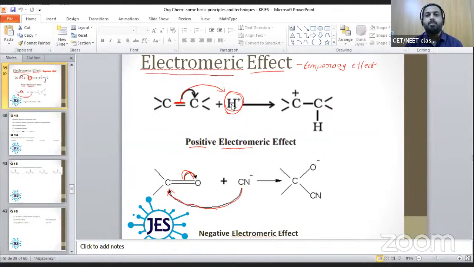We solved some multiple choice questions related to IUPAC nomenclature, and then we also discussed electronic effects, under which we have two categories: permanent effects and temporary effect. Under permanent effects, we have three types: inductive, resonance, hyperconjugation. And under temporary effects, you have what is known as electromeric effect. That is the slide you are seeing here.